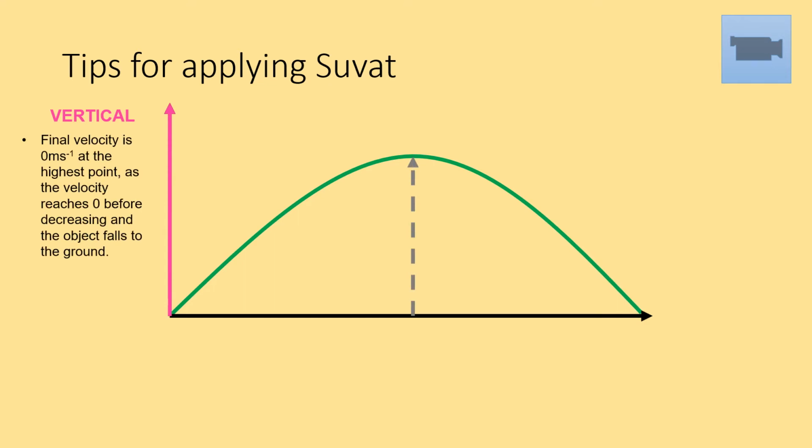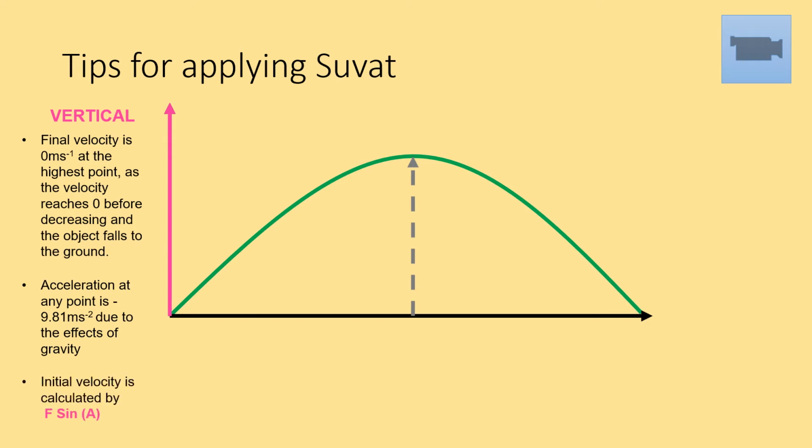Number one, everything in the vertical direction with the final velocity is 0 meters per second at the peak of the motion. It reaches zero and then it's going to decrease again and fall towards the ground. The acceleration at any point in the vertical direction is minus 9.81 meters per second per second. That's due to the effects of gravity. The initial velocity can be calculated by V sine A, where A is the angle that something is launched from. And again, we're going to look at that in more detail in a moment.